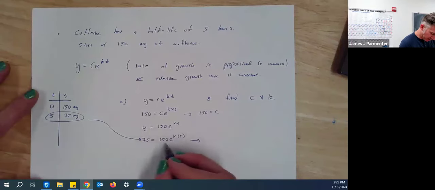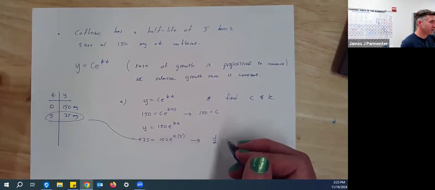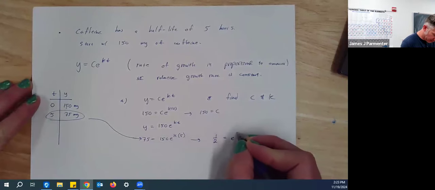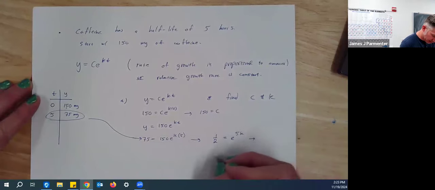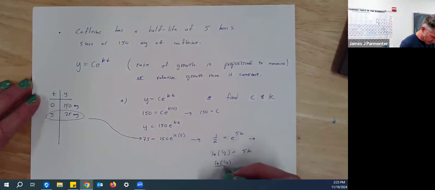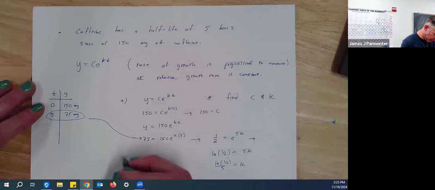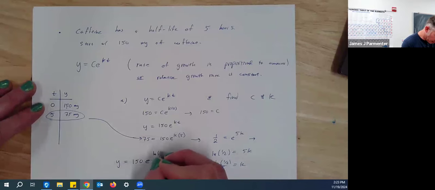So we're going to get 75 divided by 150, so 1/2. It should always be a 1/2 at this juncture if you've been given the half-life. 1/2 equals e to the 5k. Take the natural log of both sides. Natural log of 1/2 equals just 5k, and the natural log of 1/2 divided by 5 is equal to k. So one way of writing the model here would be y as a function of t is equal to 150 e to the natural log of 1/2 divided by 5 times t.